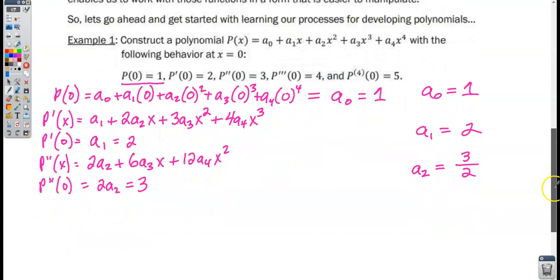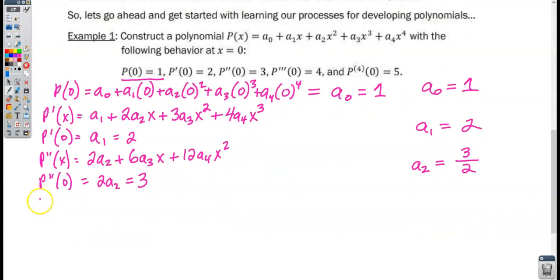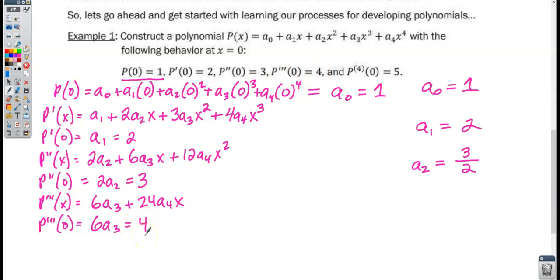All right, continuing on. P triple prime of x. Again, the derivative of the constant is 0. This is going to be 6a sub 3 plus 24a sub 4 x. And we want p triple prime of 0 to be equal to 4. And so a sub 3 is going to be equal to, and I'm going to leave this as 4 over 6. I hope you don't mind.